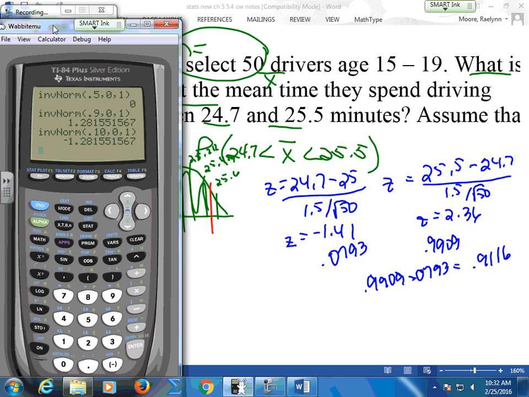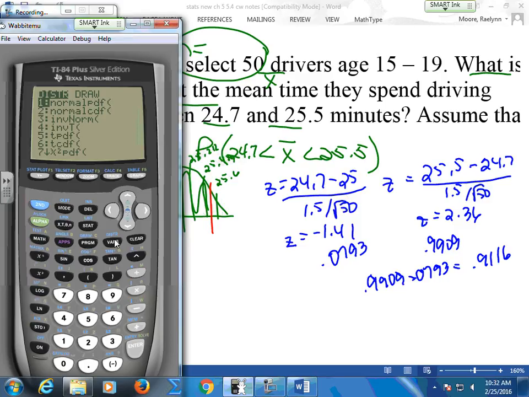you can still do this on your calculator. Second VARS. When we did your normal CDF and we put this information in, you can put your standard deviation right here. So if my lower limit is 24.7, for those of you that like to use the calculator, and my upper limit, especially in between, works really nicely on this. The mean is 25, and put your standard deviation here: 1.5 divided by the square root of 50.